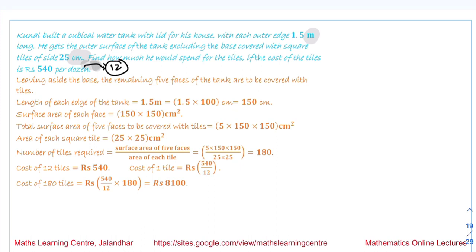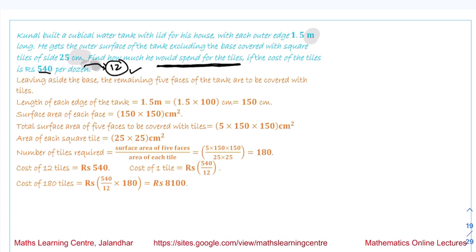So what we want to find is the number of tiles that he has to use to cover it. And if we are able to find the number of tiles, then the cost of 12 tiles we know it is 540. So we can find how much total amount he has to spend. What is given to us is that except for the base he has to cover it with tiles. So it means we have to find the area of the 5 faces, that is the 4 walls and the roof.